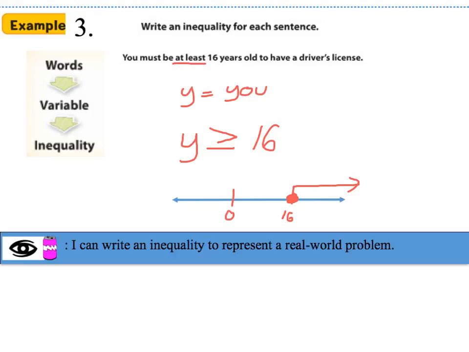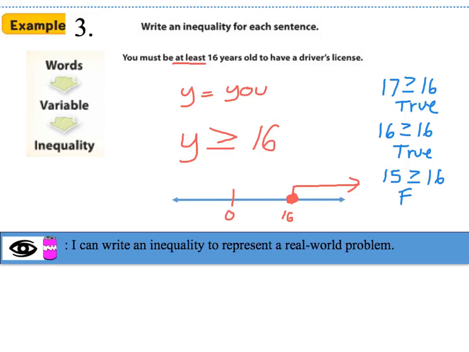So when I say solution, just plug in any number on the right-hand side of 16. So for example, 17 is on the right-hand side of it. 17 is greater than or equal to 16. That is a true statement. Let's pick a number on top of 16, which is 16. 16 is greater than or equal to 16. That's a true statement. That's the reason why we have a solid circle on 16, because it's a true statement. And anything to the left of 16 cannot work, like 15. 15 is greater than or equal to 16. That's a false statement.